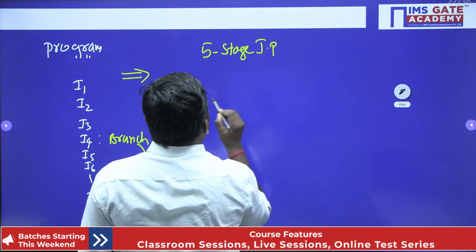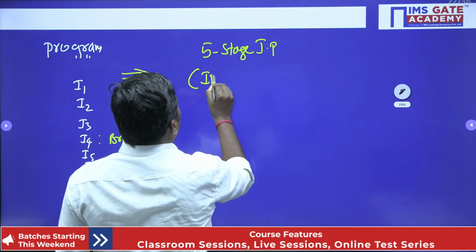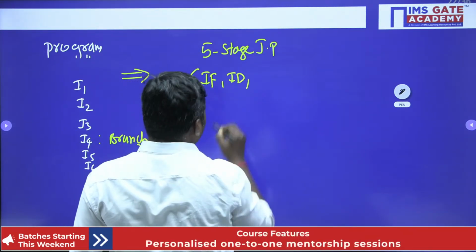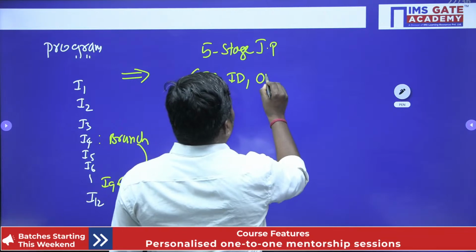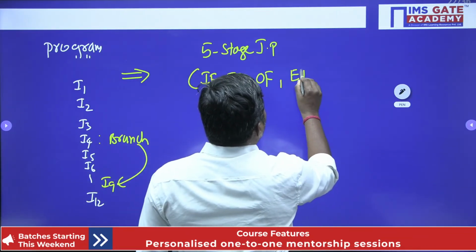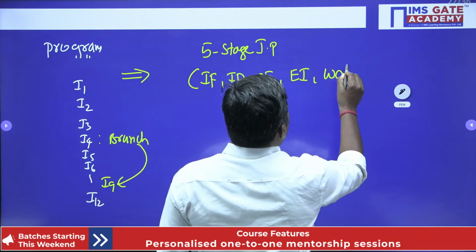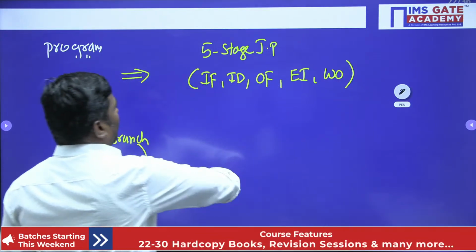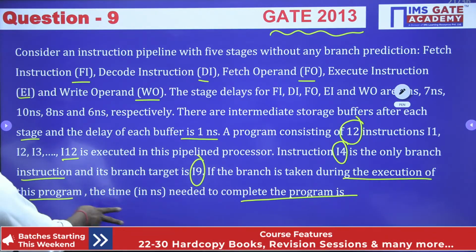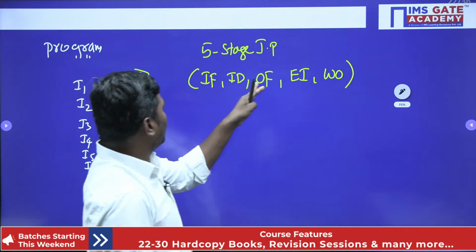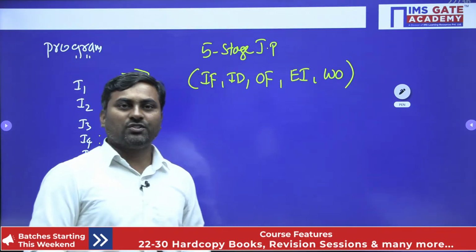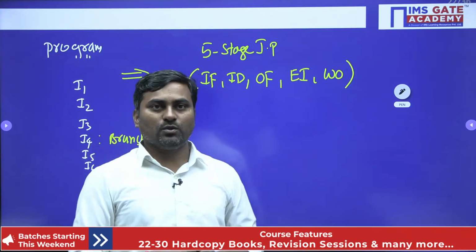5-stage instruction pipeline. What are the stages? Instruction fetch, instruction decode, operand fetch, execute instruction, write operand, right? Write operand only, yes. 5 stages, 1, 2, 3, 4, 5 stages. The stage delays are also given.